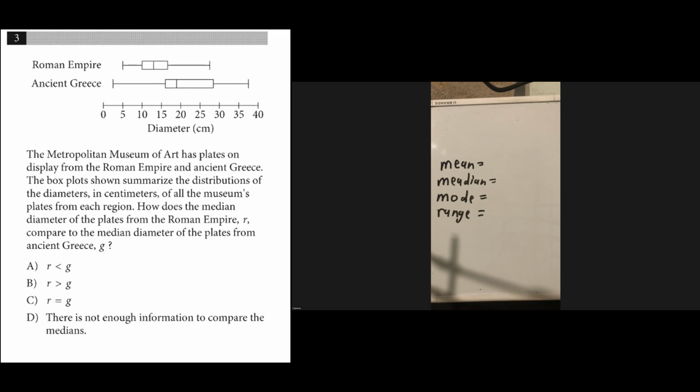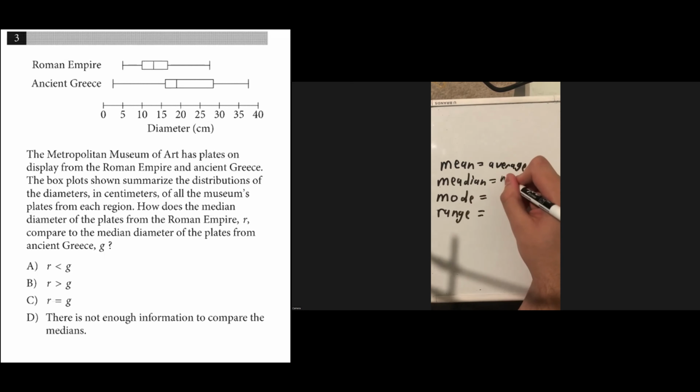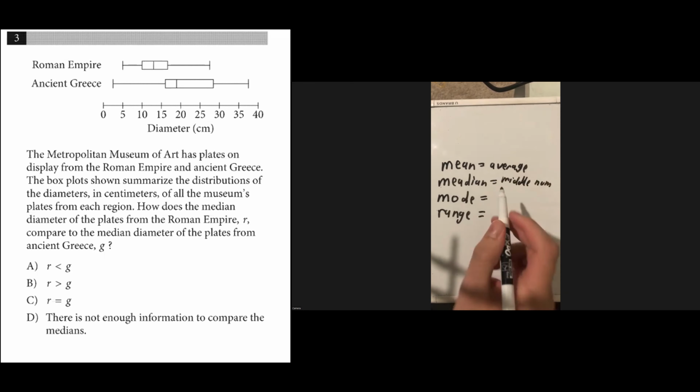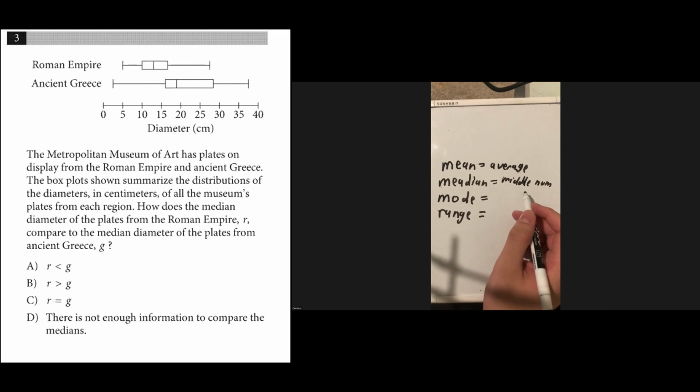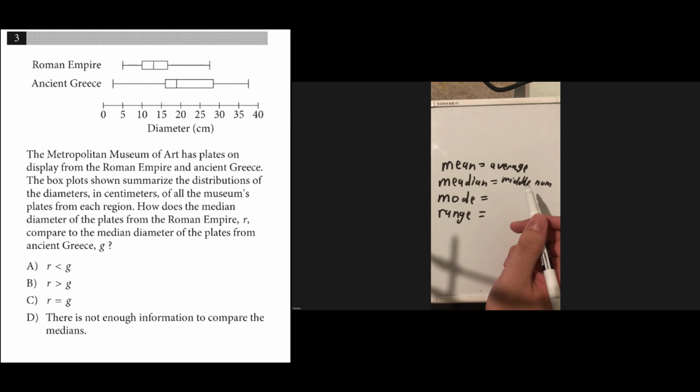Okay, so for this one, before we start the question, I just want to define four terms. Mean is the average. Median is the middle number. So say if you have like five numbers, it would be when you rank them from lowest to highest, the one in the middle. Mean would be if you add all of them up and then divide by the total number of numbers. Mode is the number that occurs most often.